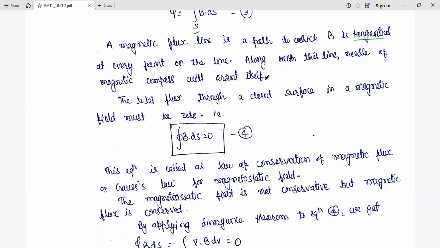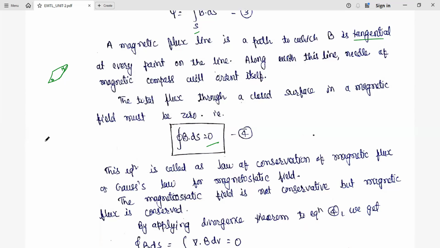Along this line, you are aware that a magnetic needle has two poles, which we call the North Pole and the South Pole. The North Pole is going to align along this direction, so the orientation of the magnetic needle will take place automatically. Now, if we find the total flux over a closed surface, it is equal to 0 in the case of a magnetic field. This shows that it follows the law of conservation of magnetic flux, or the Gauss law for the magnetostatic field.